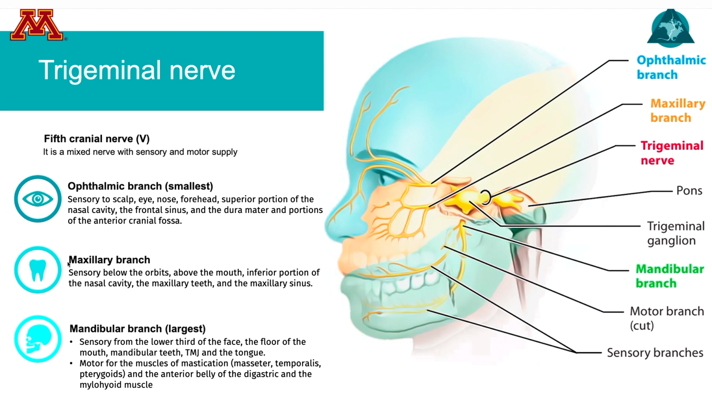And then the maxillary branch, again from the name, it's supplying the maxilla. So it's supplying anything below the eye level, the maxillary teeth, the maxillary sinus. And then finally, the largest branch, the mandibular one, which is supplying the lower third of the face. And it supplies the mandibular teeth, the TMJ, and this is the one that has some motor fibers supplying the muscles of mastication.